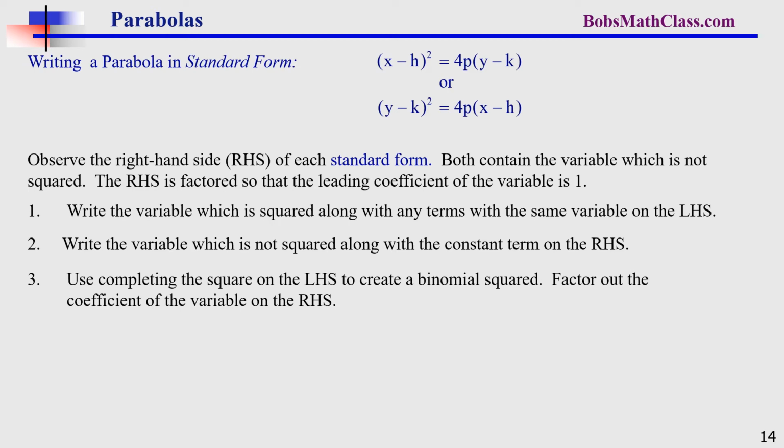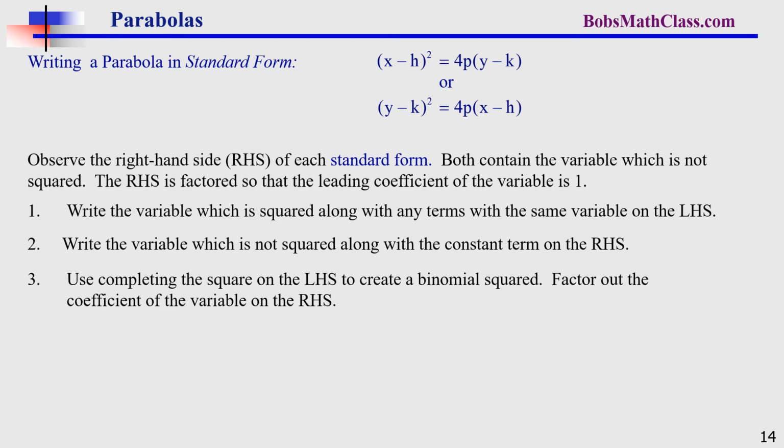So in the previous examples, the parabola was given to us in standard form. Well, what if it's not in standard form? Yeah, you're right. We have to put it in standard form. So let's make some observations here. The right-hand side is factored so that the leading coefficient of the variable is 1. So notice on the right-hand side that there's a 4p in front, but the coefficient of the variable is a 1. It's a 1y or a 1x. On the left-hand side, the variable is squared.